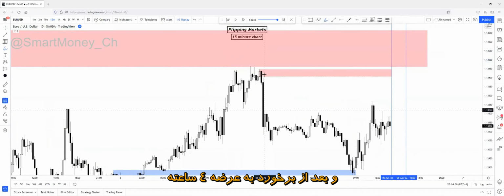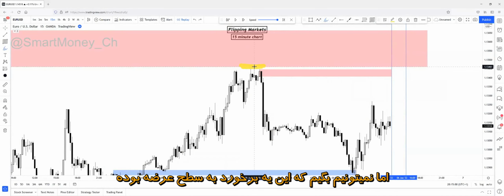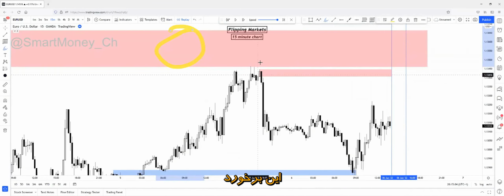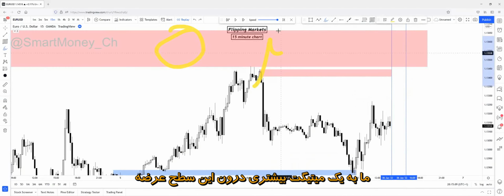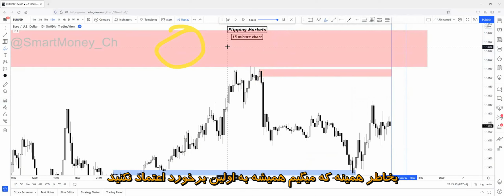And after the 4-hour supply zone, it changed character to the downside, but we don't really count this as a supply tap, because considering the fact that this is a 4-hour supply zone, this step doesn't count as a 4-hour supply tap. We need a deeper mitigation inside of this 4-hour zone. That's why we always say do not trust the first step.